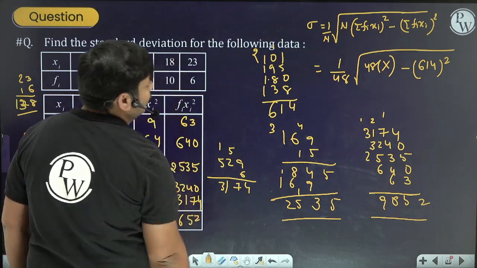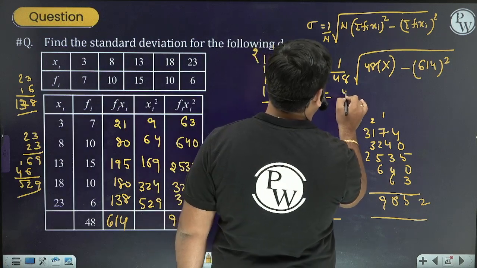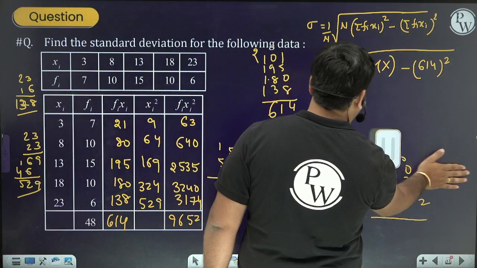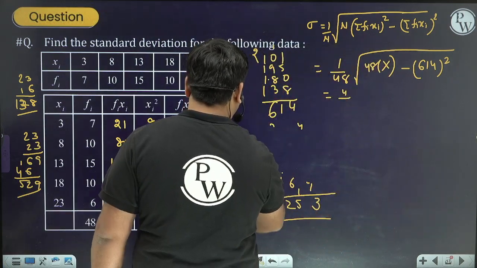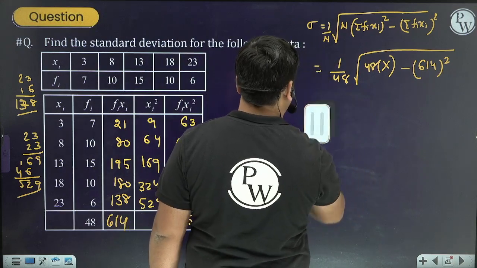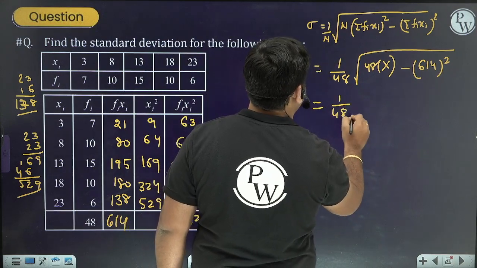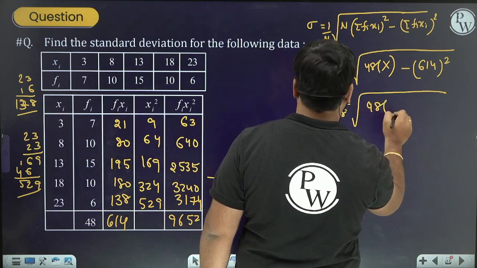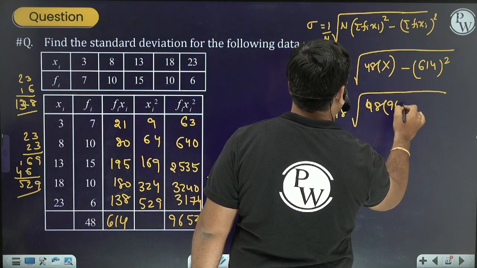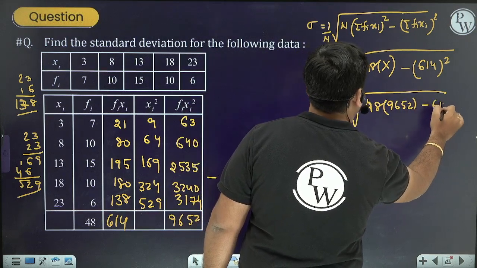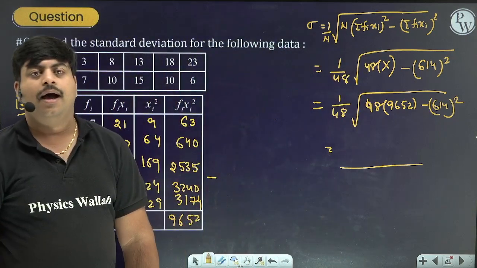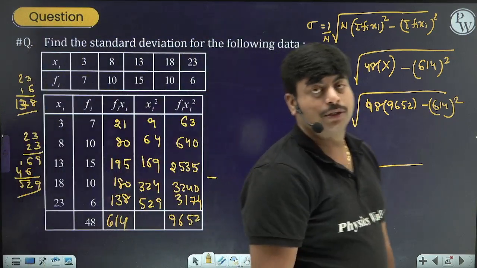So this value will be 1 by 48. Let me erase this complete thing. Right, so 1 by 48 into root over 48 into that is 9, 6, 5, 2, 48 into 9, 6, 5, 2 minus 614 whole square. So you need to calculate that to get your final answer. And so that becomes your standard deviation.